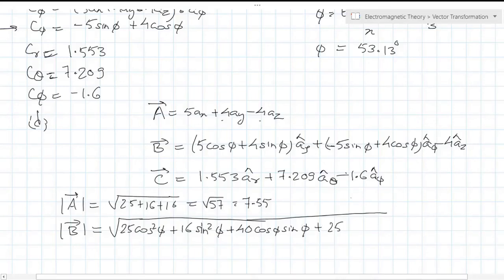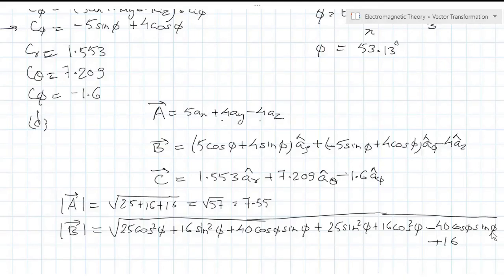Similarly, the second term, which is minus 5 sin phi plus 4 cos phi whole square, the answer will be 25 sin square phi plus 16 cos square phi minus 40 cos phi sin phi, and the last one is minus 4, so minus 4 squared will be plus 16. Because the space was not there, let me write this plus 16 here itself. So it will be plus 16.